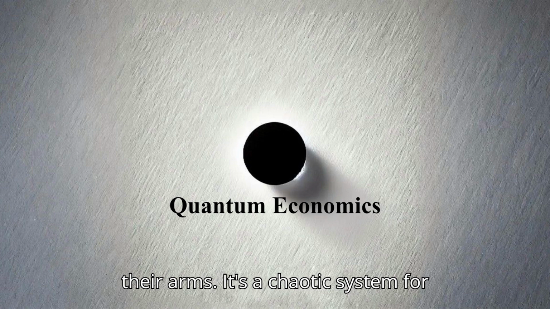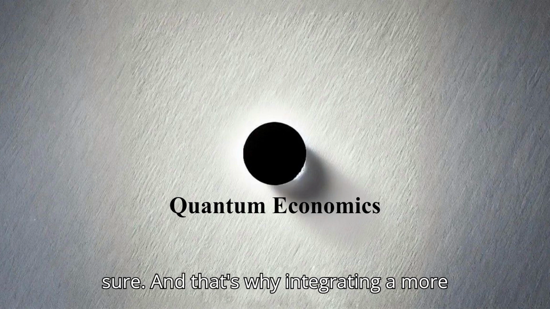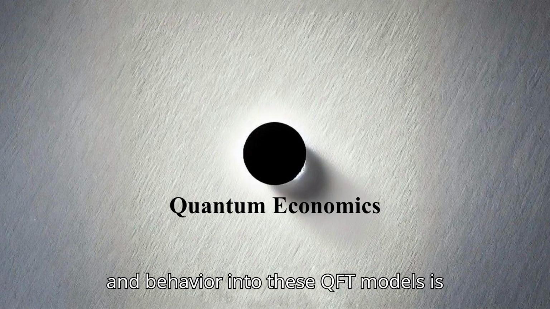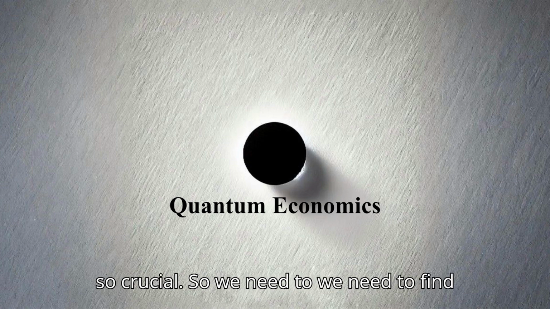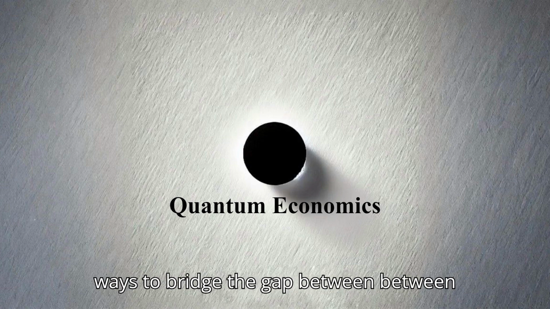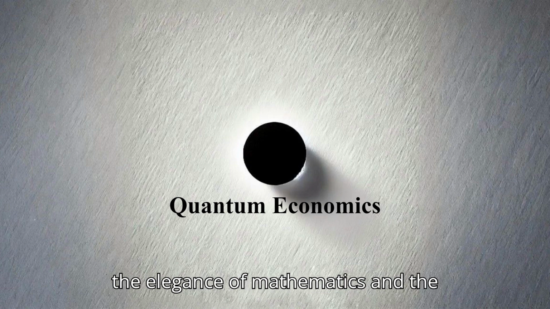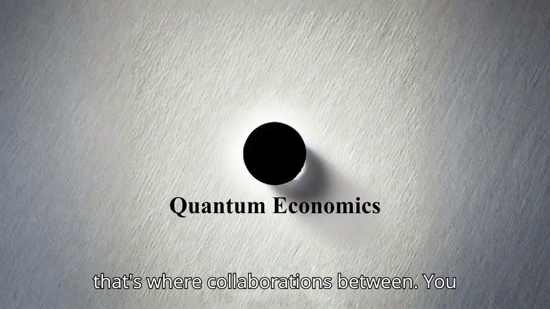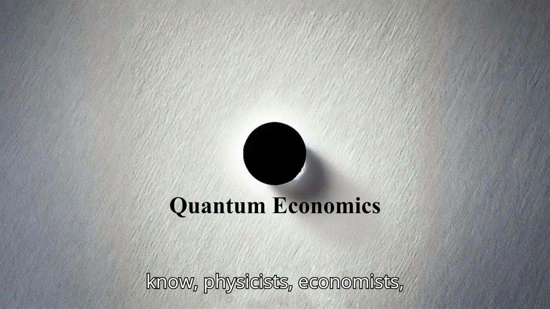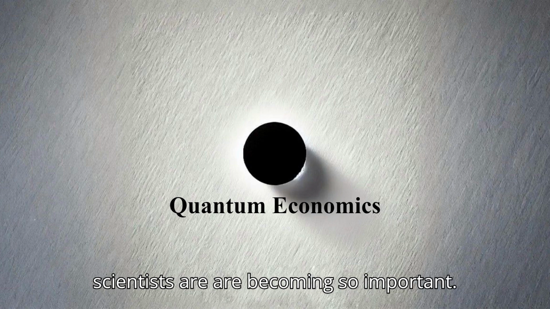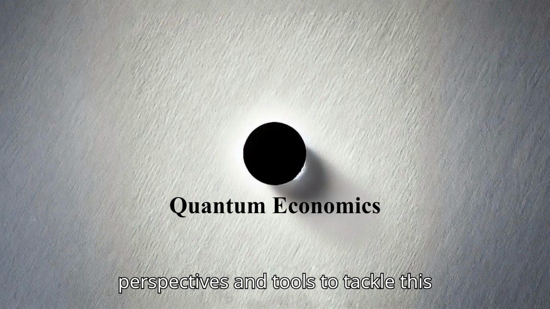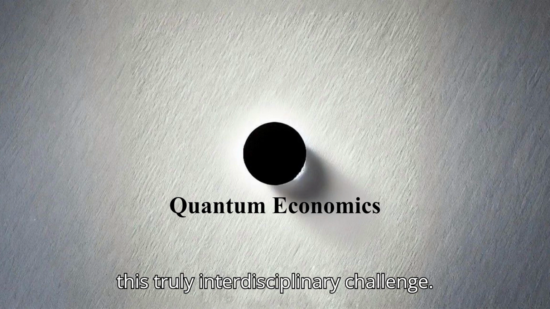It's a chaotic system for sure, and that's why integrating a more robust understanding of human psychology and behavior into these QFT models is so crucial. So we need to find ways to bridge the gap between the elegance of mathematics and the messiness of human nature. Exactly, and that's where collaborations between physicists, economists, psychologists, and even computer scientists are becoming so important. So bringing together different perspectives and tools to tackle this truly interdisciplinary challenge.